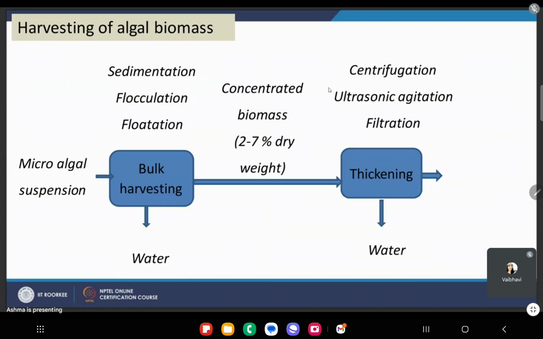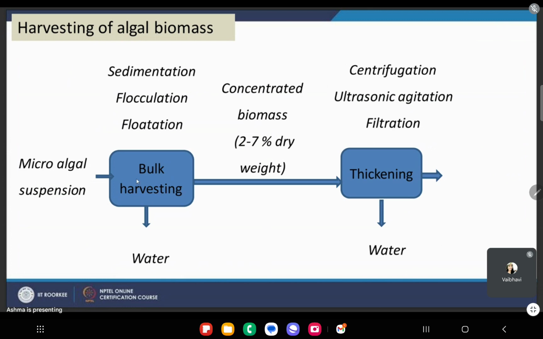Next is harvesting of algal biomass. Now we have grown the algae in some of the reactors, and we need to harvest the algae. Since these are microalgae, we need some harvesting technique to accumulate these algae and then extract them from the system. So first we have the microalgae suspension.